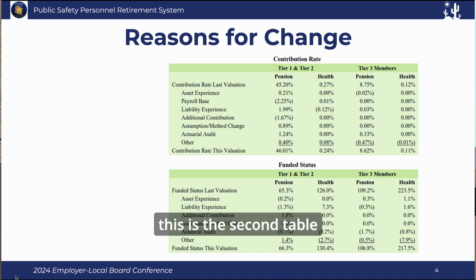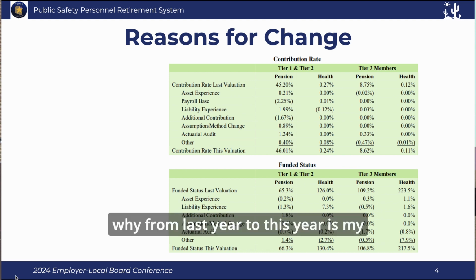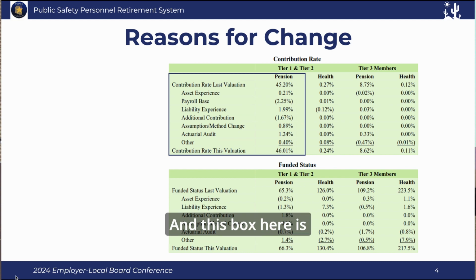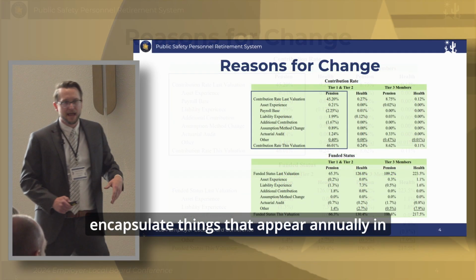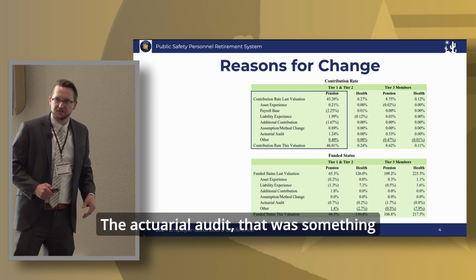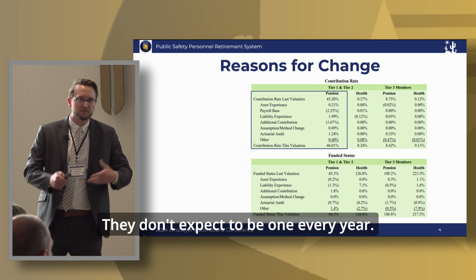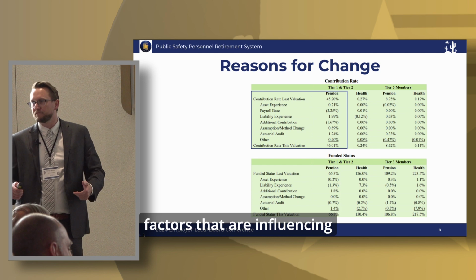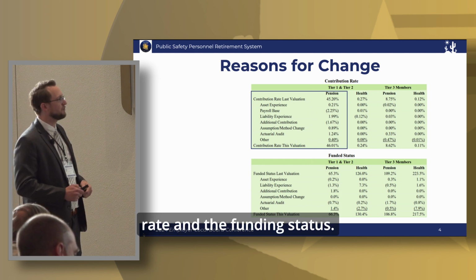Reasons for change. This is the second table you usually find in the report. It's a really important table that talks about why, from last year to this year, my contribution rate is going up for a specific given population. And this box here more or less encapsulates things that appear annually in the actuarial valuation. They won't always be there. Like the actuarial audit, that was something that was done last year. We won't expect to do one every year. But they'll more or less represent the factors that are influencing changes in the contribution rate and funded status.